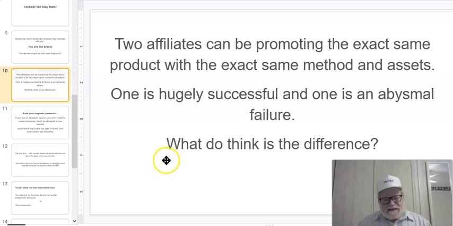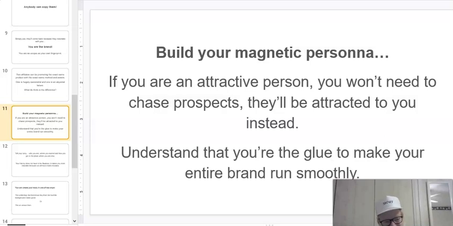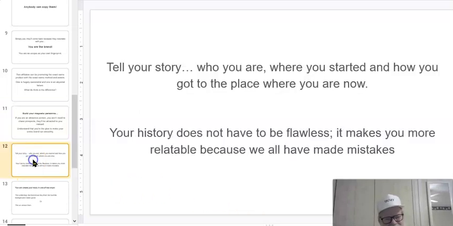The reason, very simply, is because the people that they're selling to resonate with them, but they don't resonate with the other guy. So what you have to do is build your magnetic persona. If you're an attractive person, you're not going to need to chase prospects. They're going to be attracted to you instead. Just like the guys on the Facebook pages or the guys doing the videos on YouTube that have the million subscribers, they don't go out and beg for people. They publish a video and they get literally thousands and tens of thousands of views within the first hour because the people know what they expect from them. They trust them. They've gained authority. They've gained trust. And guess what? People flock to them. They don't have to chase people.